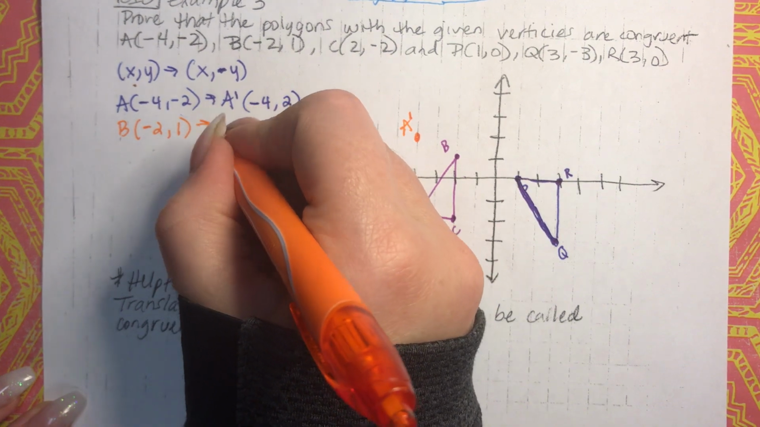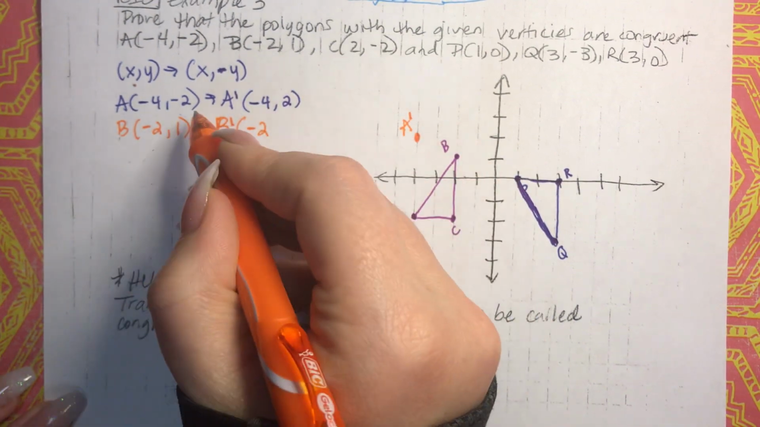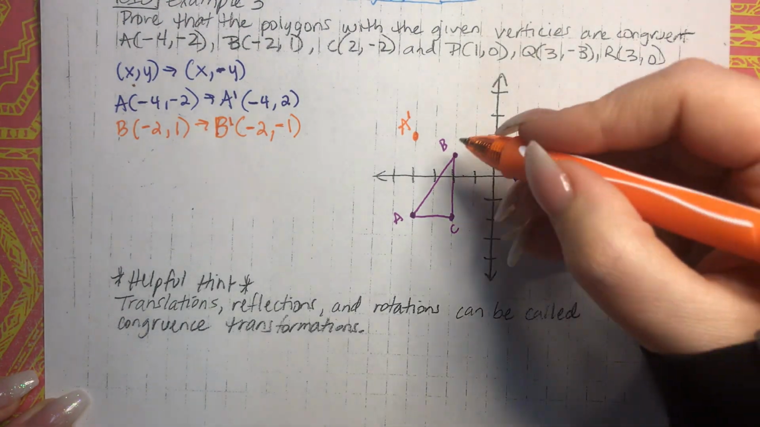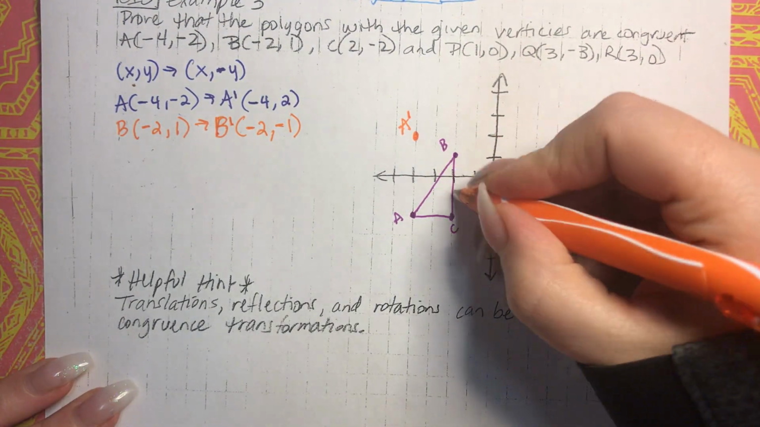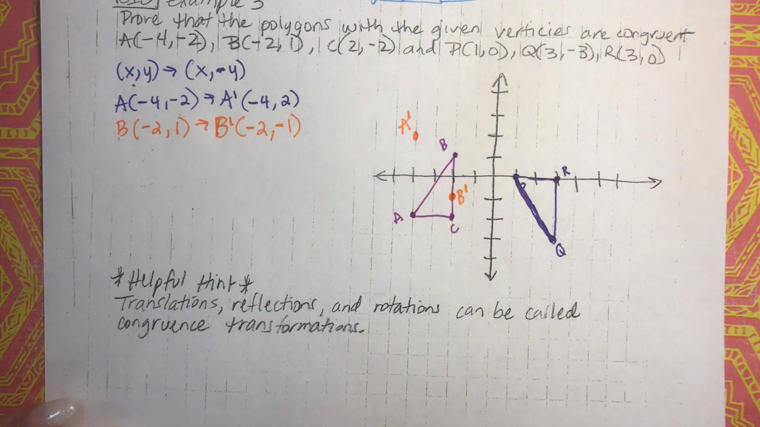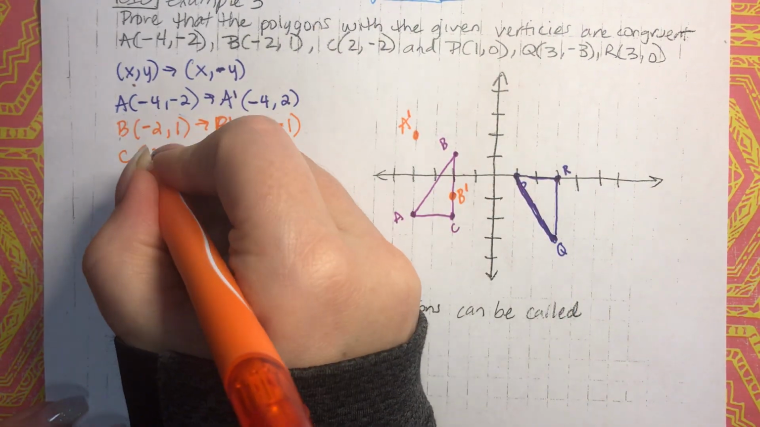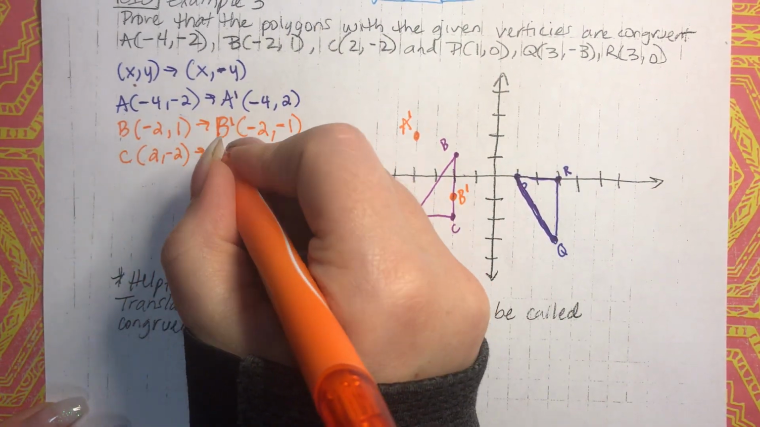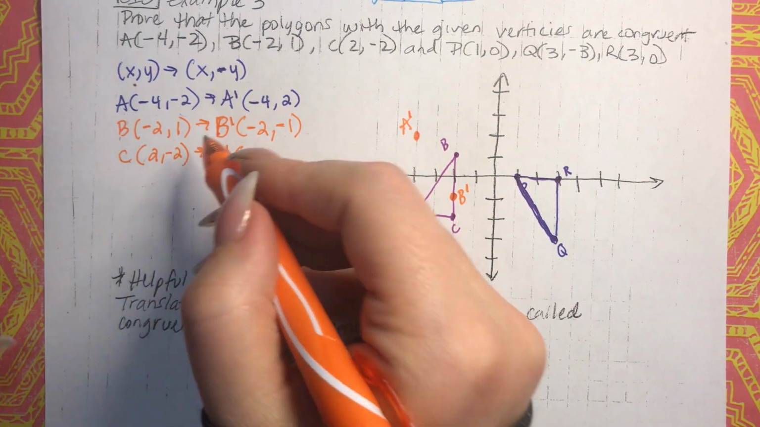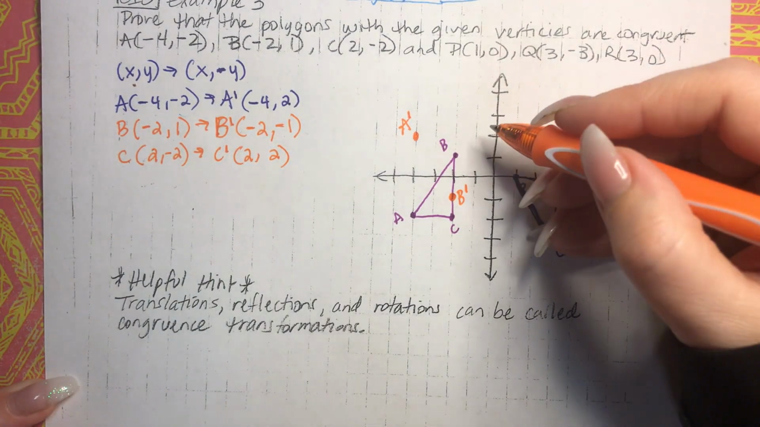And that's going to go to B prime, where the x stays the same and the y becomes negative. Okay, so -2, down 1 would be here, B prime. And then lastly, C. What does C start with? 2, -2, and then it's going to become C prime, where the x stays the same and the y becomes negative. This is -2, so it's a negative times a negative, which is a positive. So it's going to be 2, 2.